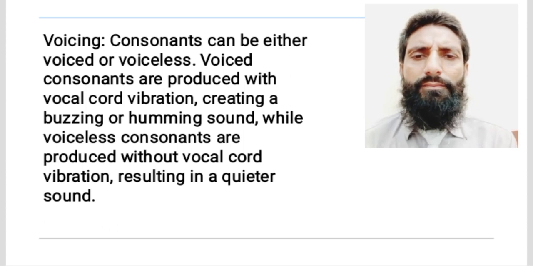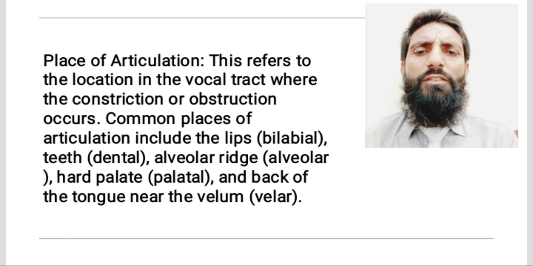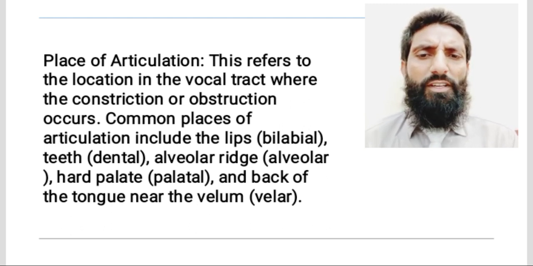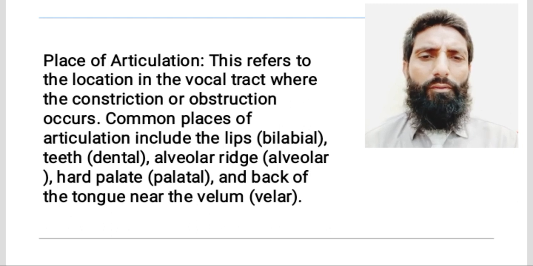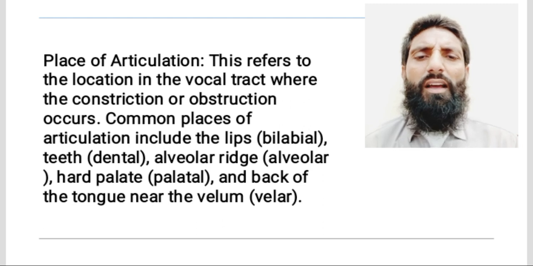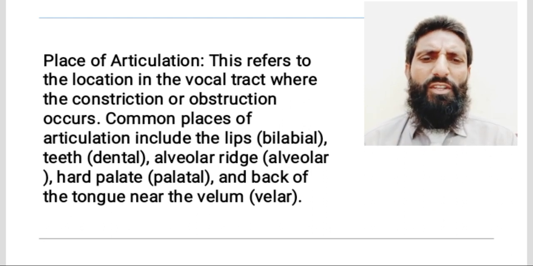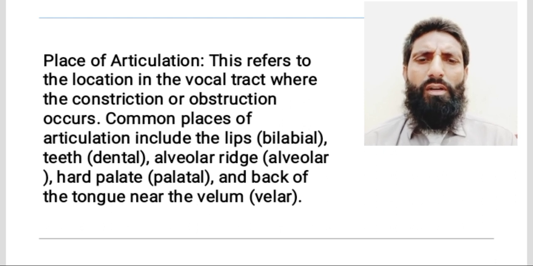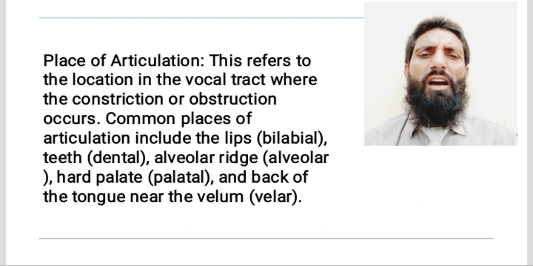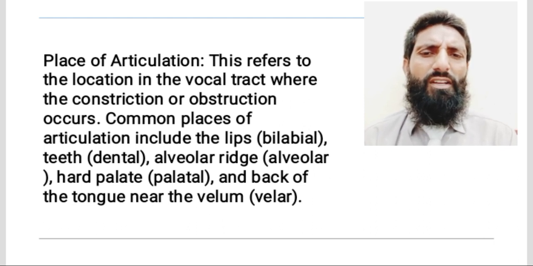Let's discuss the next slide. Place of articulation. This refers to the location in the vocal tract where the constriction or obstruction occurs. Common places of articulation include the lips, known as bilabial; teeth, known as dental; alveolar ridge, known as alveolar; hard palate, known as palatal; and the back of the tongue near the velum, termed velar, articulated from the soft palate or velum. So these were some of the places where articulation takes place, and the role our teeth, alveolar ridge, and hard palate play in the production of sound.